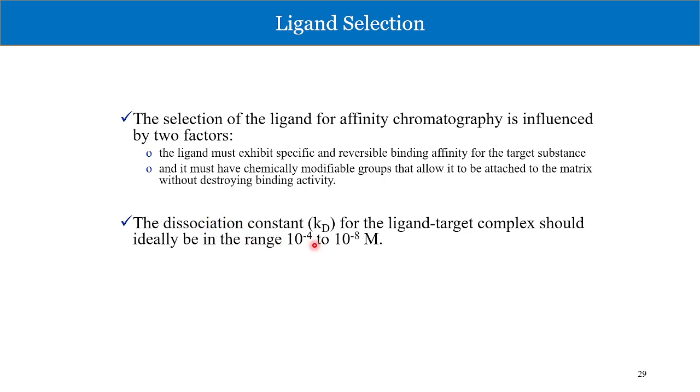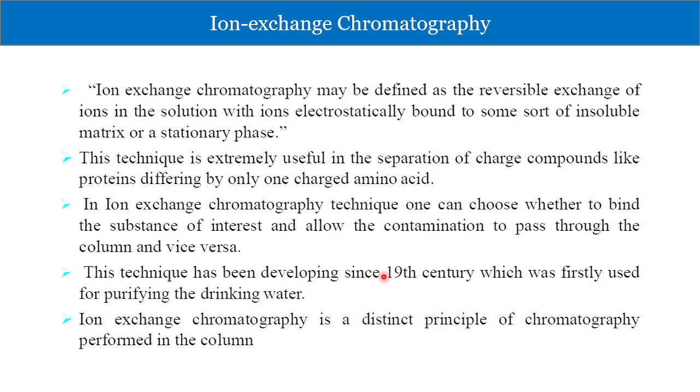Okay. And the dissociation constant for the ligand target complex should be in the range of 10 to the power minus 4 to 10 to the power minus 8. Why is it so? Because it falls neither in the category of very low affinity binding nor very high affinity binding. So it should be reversible. That is the entire concept. As well as it should be specific. So it should be set up in a way such that it does not bind very tightly or very loosely. Okay.